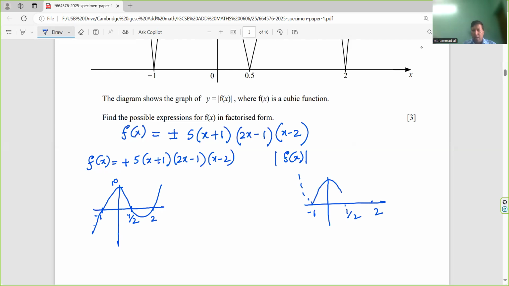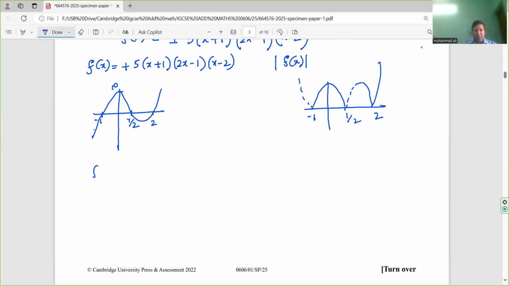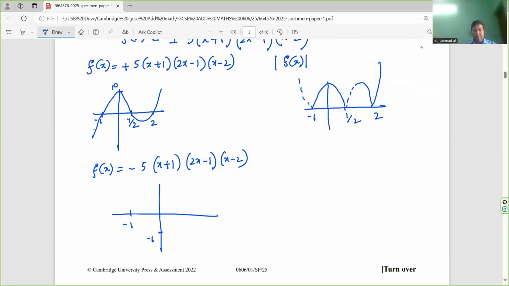The original one stays, and the below side is also reflected in the x-axis and goes to the upper side. The pattern will be like this when f(x) is plus this. But if f(x) is minus 5, x plus 1, 2x minus 1, x minus 2, the curve will be like this. It passes through -1, -10, half, and 2. The curve will be like this.